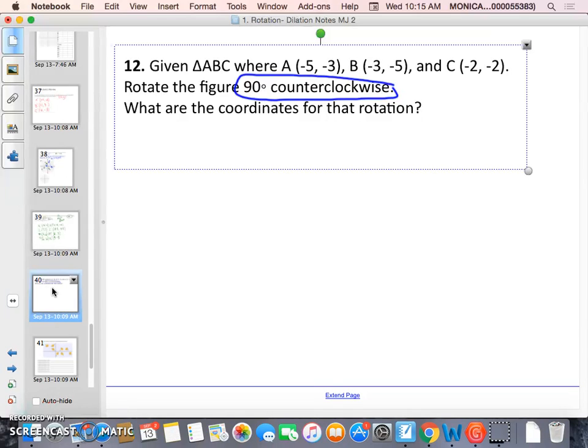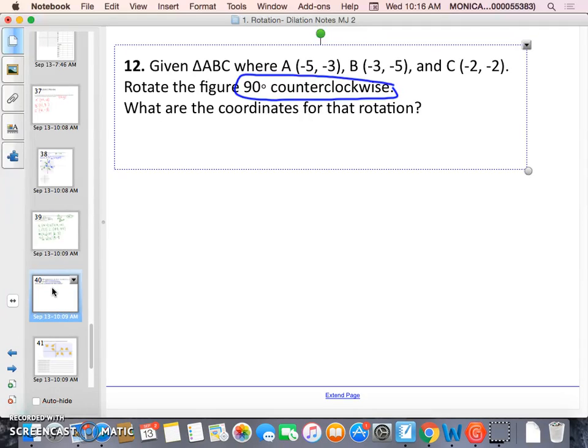So you're probably going to want to look up that rule and apply it to the coordinates, or there's a coordinate grid down at the bottom of the page that you can use to actually graph it. Or there's patty paper on that front table right next to where you sign out to go to the bathroom. If you want to use patty paper, you may use that as well.